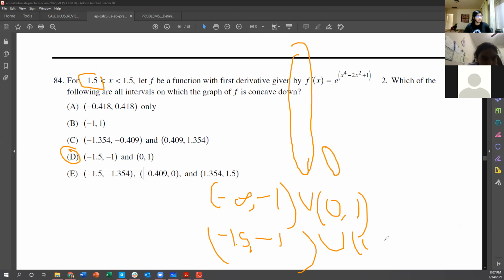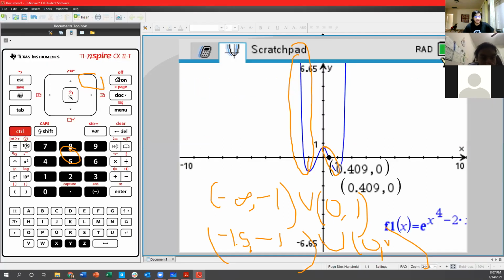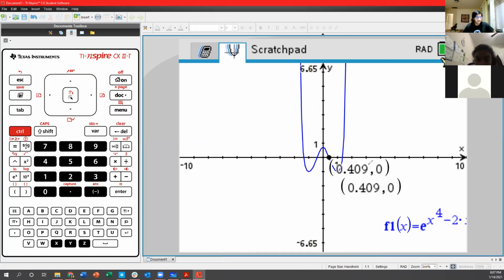Union 0, 1. That's what it looks like. We can actually analyze this directly on our graph on the calculator and get a more precise value. Let me just get these out of the way real quick.